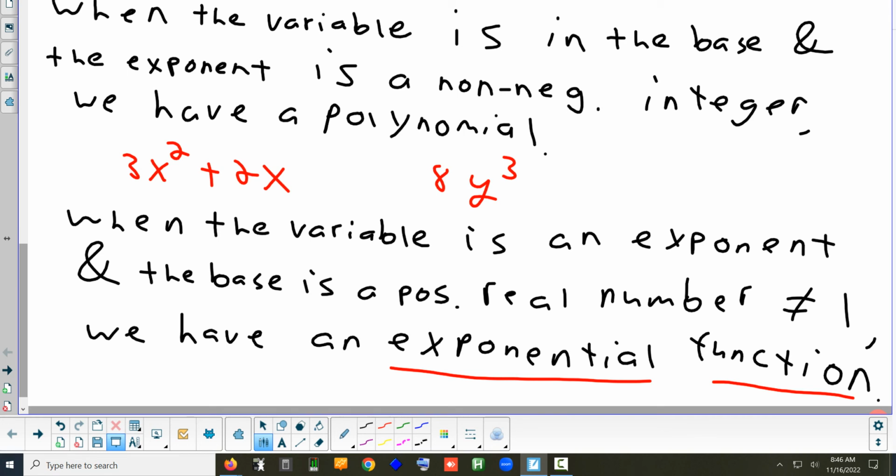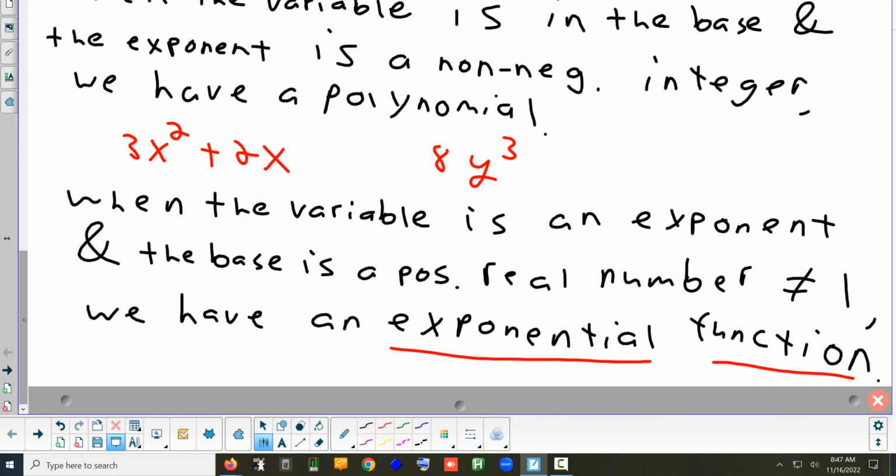In order for something to be an exponential function, a couple things. First of all, the base has to be a positive number, but it can't be 1. We'll talk in a minute about why it can't be 1. But it has to be a number that's positive and not 1. The other thing is you have to have a variable in the exponent. If those two things happen, then you have an exponential function.